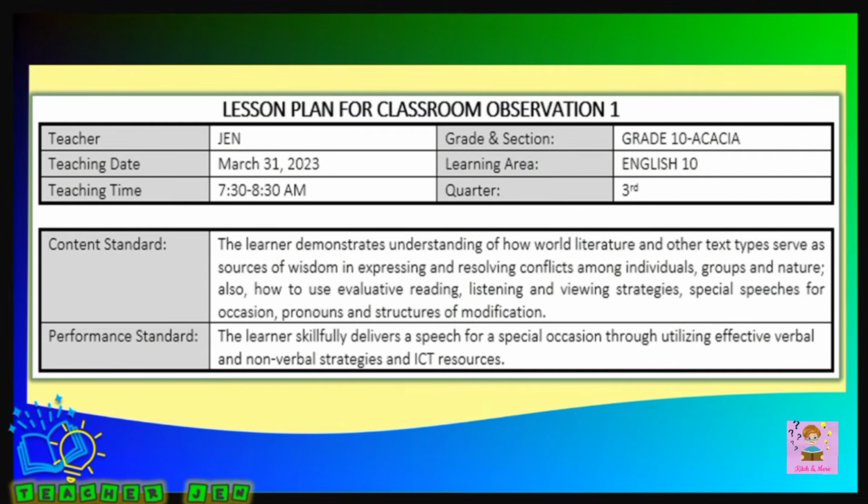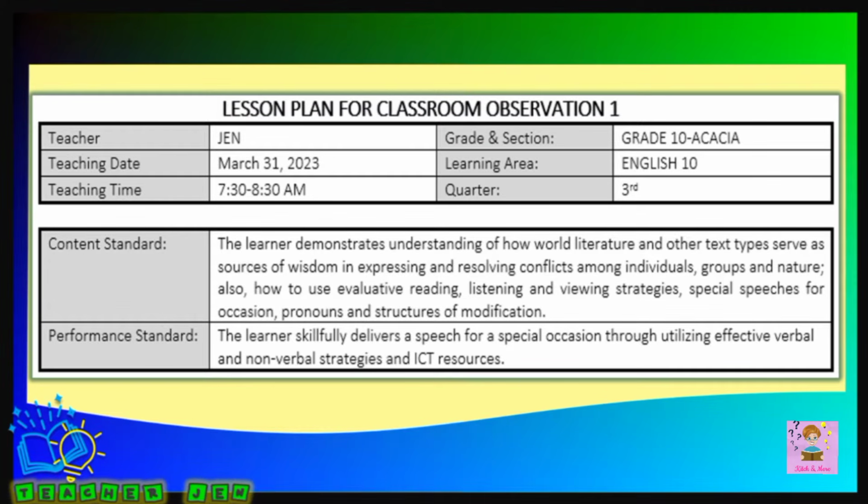So in this first part po, you can see the title, Lesson Plan for Classroom Observation 1. We have here the teacher's name, teaching date, teaching time, grade and section, learning area, and of course, kung anong quarter ito. And for this school year, focus tayo sa third quarter for our CO1. So sa baba niyan, meron tayong content standard at performance standard galing sa ating curriculum guide na siyang roadmap natin sa paggawa ng ating mga activities at ng buong lesson plan.